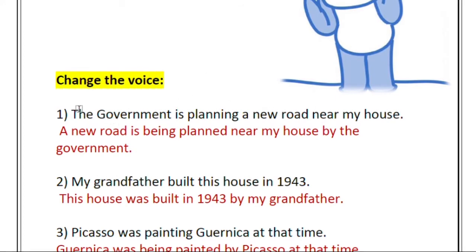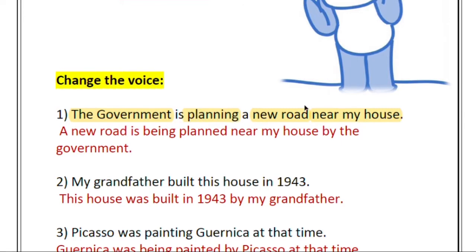Try to solve it yourself and then look into the red marked answer. Okay, so the government is planning a new road near my house. Which one is the subject? The government. That means this is an active, so we will have to change it to passive. Which one is the object? A new road is the main object, and the rest of the information near my house is the extra information. So, new road is object. Which one is the verb? Planning is the complete sense of the verb.